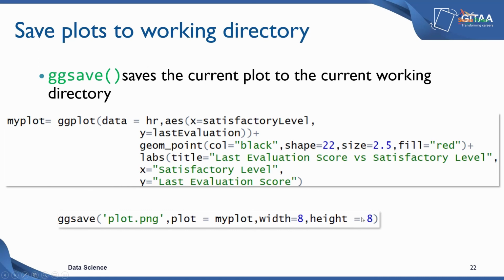Now width and height basically tell you what should be the width and the height of the plot while you are saving it. So once you export it as a plot, it fixes the width and the height and saves it correspondingly. And once you run this command, you basically get your plot in your working directory.